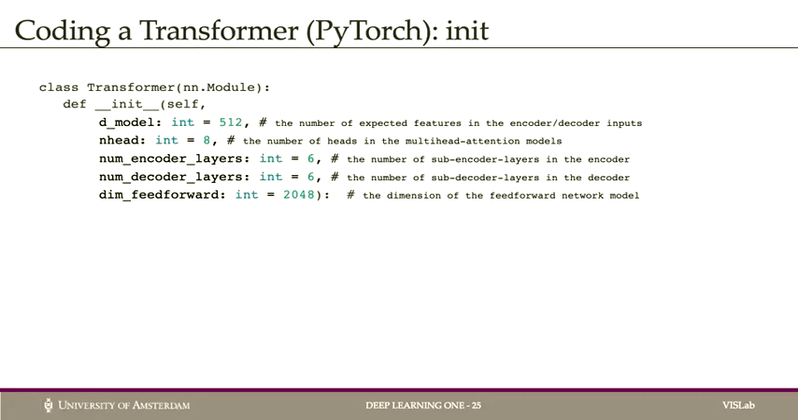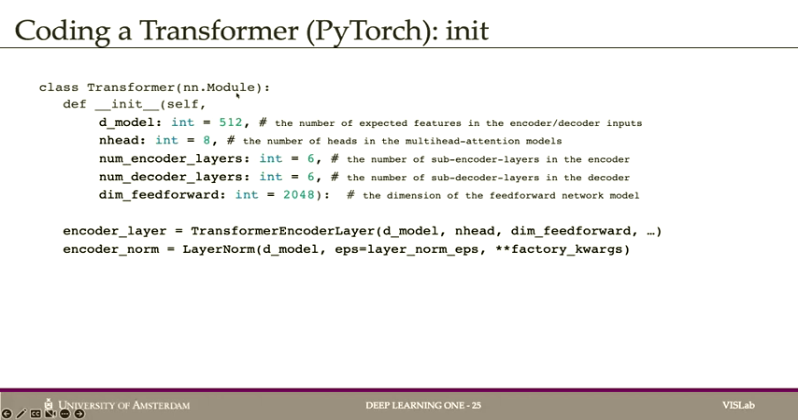OK, now let's see how we can code a transformer in PyTorch. It's very simple. You're also going to do that in the assignment, I think. All these things I was talking about, like the number of heads, the dimension of the model, the number of layers, the dimension of the feedforward neural network, those are all hyperparameters that are part of the init function of the transformer. The transformer inherits, of course, from nn.Module.